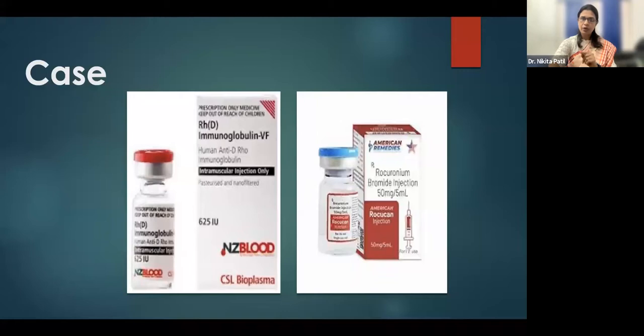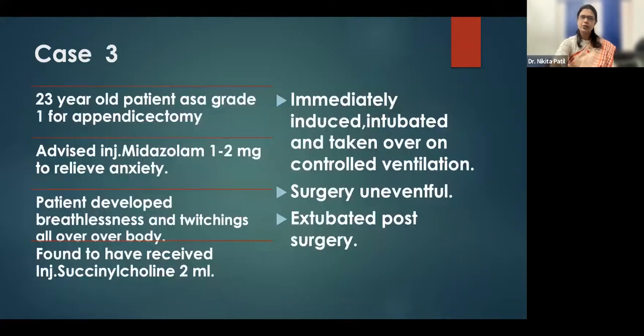Because of the look-alike, sound-alike, and placement in the fridge, she made a mistake and a drug error. But because she came forward with her mistake and everybody knew what the problem was, the patient could be settled for 24 hours. The patient was ventilated and discharged the next day. So this is one case.